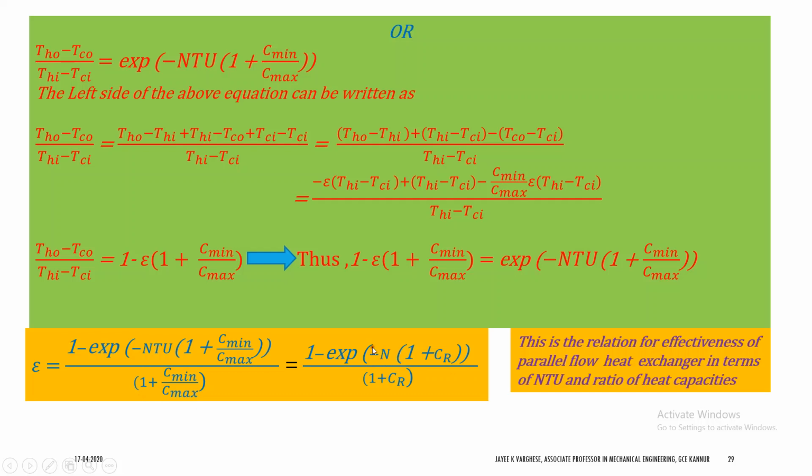Now see this relation, this is a relation connecting epsilon and NTU. So this is called the effectiveness NTU relationship for parallel flow heat exchanger. See this equation. You don't have to learn this by heart. You have all the equations in the data book.